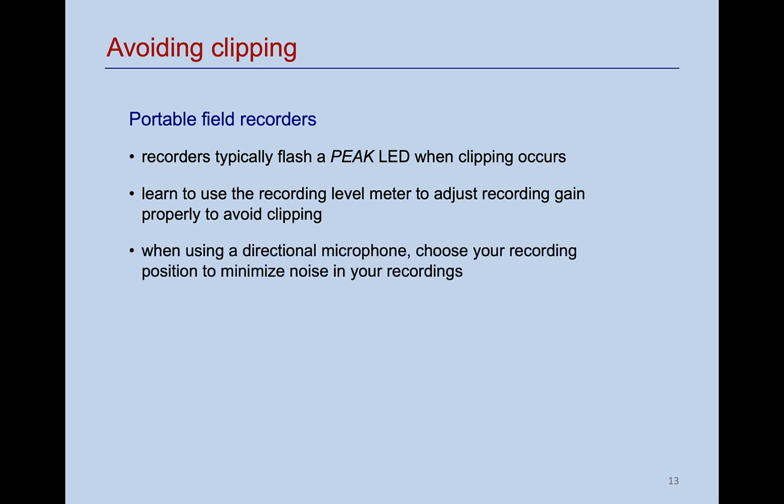And if you're using a directional microphone like a shotgun mic or a parabola, you can reduce the likelihood of clipping by carefully choosing your recording position relative to the animal you're recording and other sources of noise or background sound. So, for example, if there's a noisy road nearby, you want to position yourself so that the road is not directly behind the animal you're trying to record, because that will add noise to your recordings and in some cases could increase the risk of clipping.